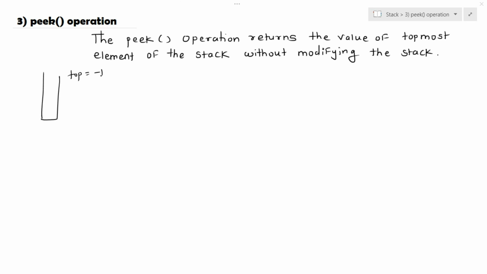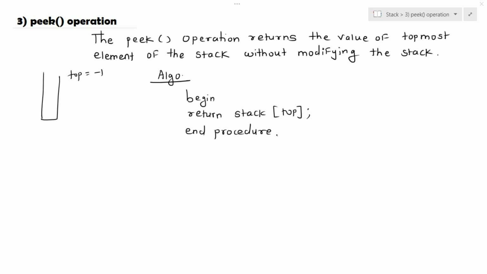Now let's write down the algorithm for the peek operation. Begin procedure, then return stack of top, because we have to return the topmost element of the stack. Stack is an array and top is a pointer which points to the topmost element of the stack, and then end the procedure. This is a simple algorithm of the peek operation.